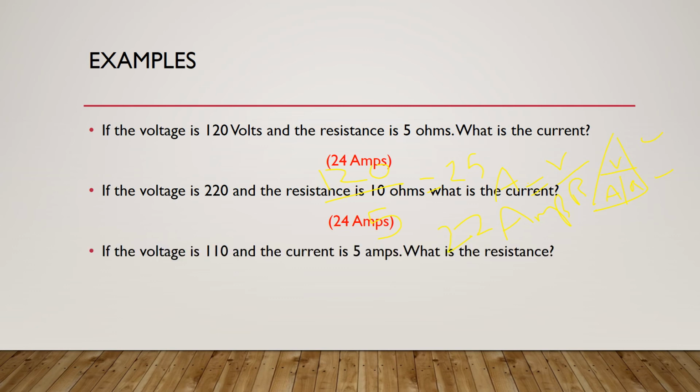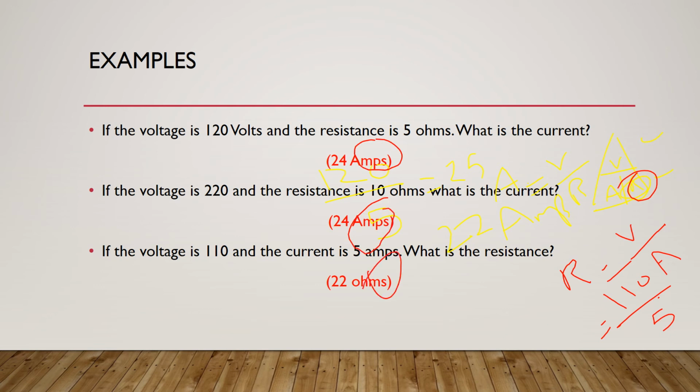One more. If the voltage is 110 and the current is 5 amps, what is the resistance? This time we're looking for the resistance. So R equals voltage over amperage. And that will be 110 over 5, and that should give me 22 ohms. Mind the units, please. And use the two laws.